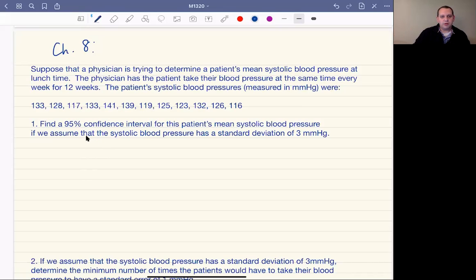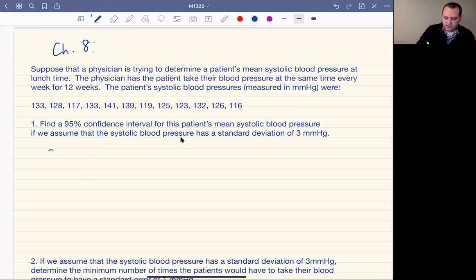What we want to do is find a 95% confidence interval for the patient's mean systolic blood pressure, assuming that we have a standard deviation of 3, again, millimeters of mercury. If we have the standard deviation, this becomes an 8.2 problem.